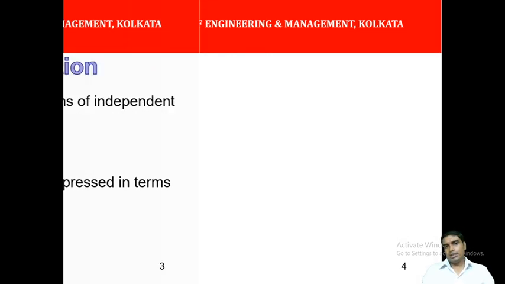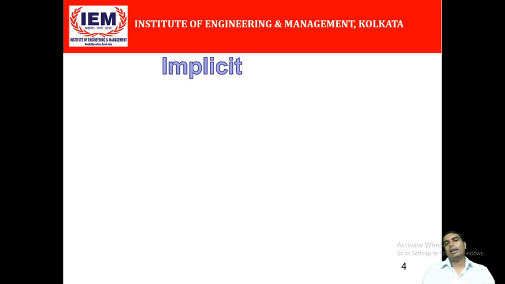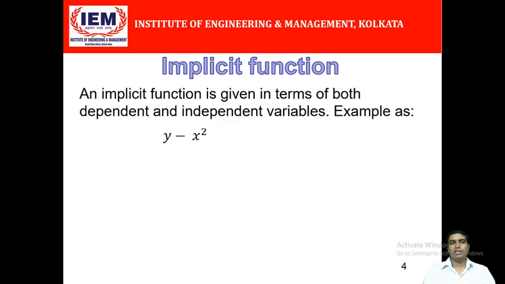In the case where the dependent and independent variables exist together, we have an implicit function. So basically an implicit function is given in terms of both the dependent and independent variables. In the previous equation, if I write it this way, y minus, so what I did is take all the terms from the right hand side to the left hand side. So it becomes an implicit function, right? On the left hand side we have both the dependent variable as well as the independent variable.